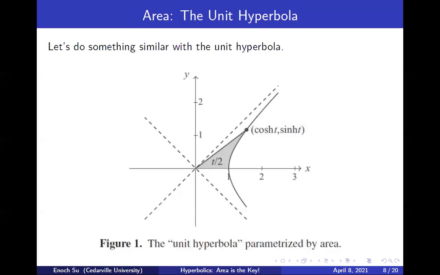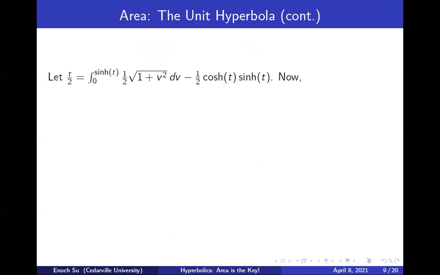So again, here's the unit hyperbola, just the right branch of it. As you see, we have to make the area t over 2. Why t? Because again, remember, we cannot get angles at or above 45 degrees or pi over 4 radians. So we say, okay, let t over 2 be the area of this hyperbolic sector, if you will. And the point is cosh t comma sinh t. And now we are going to start looking at the area of the unit hyperbola. So we say let t over 2 be the integral from 0 to sinh t of 1/2 times the square root of 1 plus v squared dv minus 1/2 cosh t sinh t.